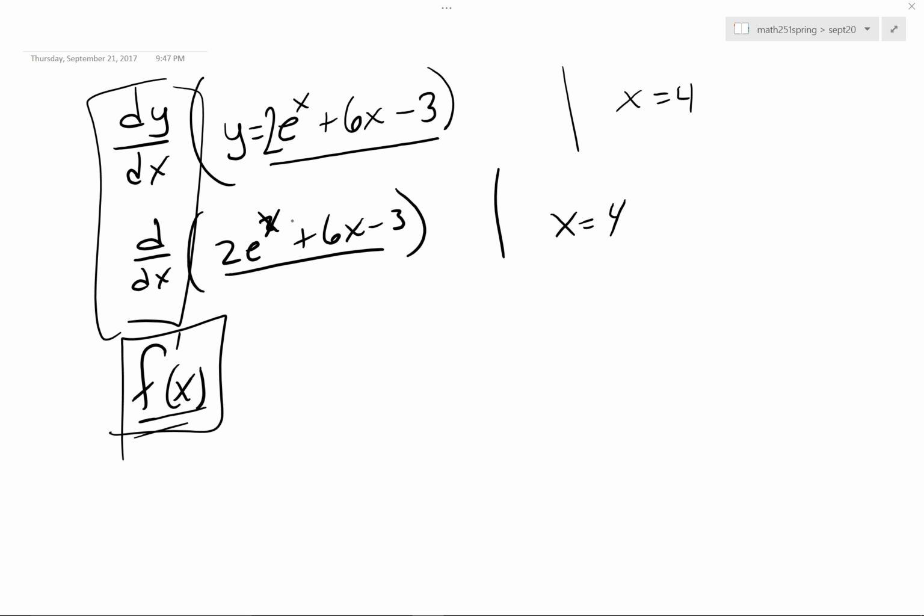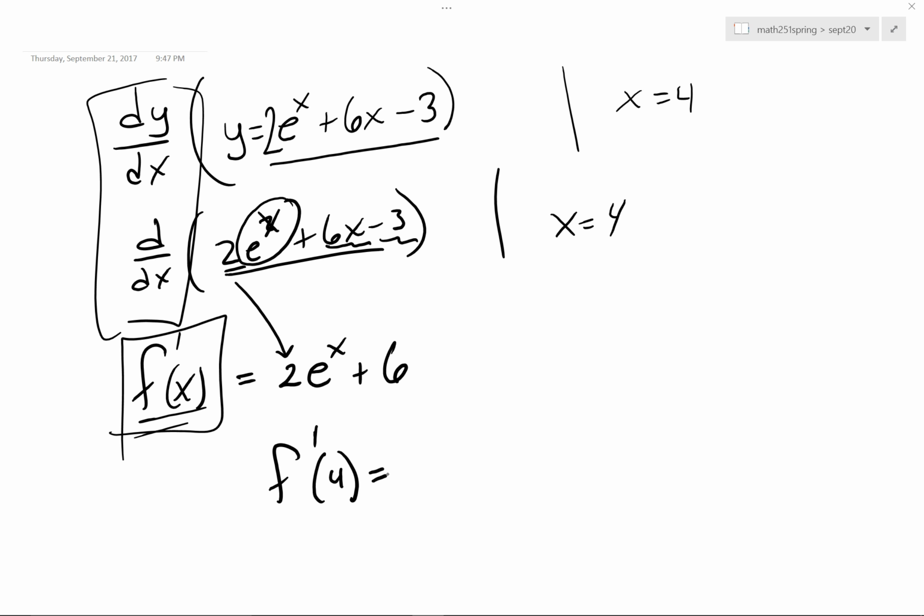So let's take the derivative. What is the derivative of e to the x? Why, it's e to the x. What do I do with this constant? It just tags along for fun. What is the derivative of 6x? It's 6. What's the derivative of this constant? It's nothing. So I have f prime of x. I want f prime of 4.